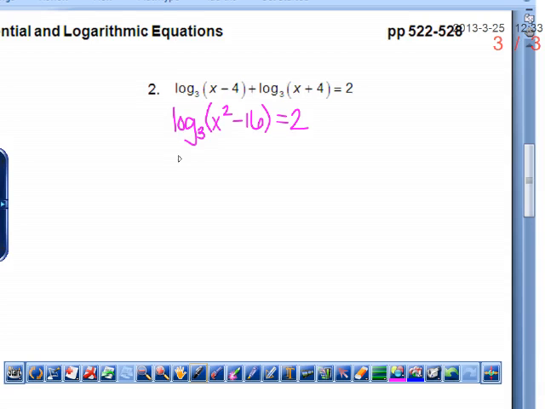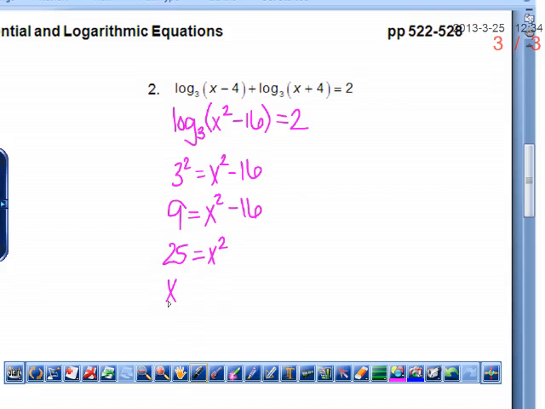What's that going to be? 3 squared equals x squared minus 16. So 9 equals x squared minus 16. If we add 16 to both sides, we're going to get 25 as x squared. We take the square root, we get plus or minus 5.